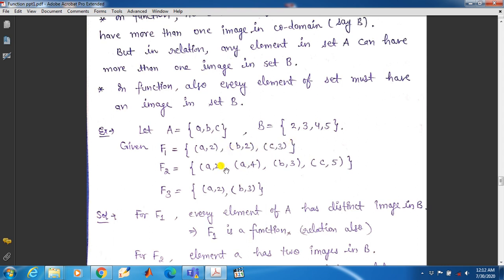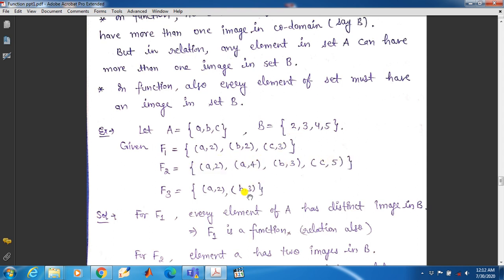For F2, for the first two elements you can see that a has two images, first 2 and second 4. a is mapped to 2 and a is mapped to 4. In a function it is not possible. Every element in the domain must have a distinct image, but here there are two images. That means this is not a function.